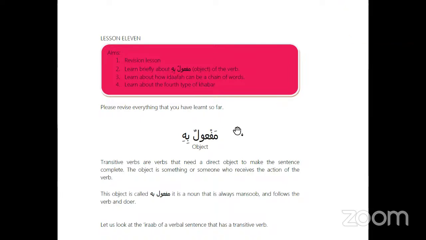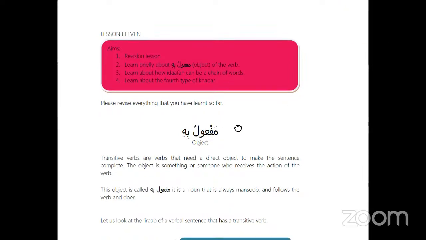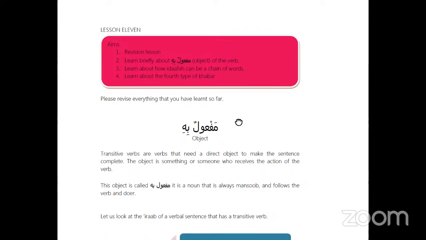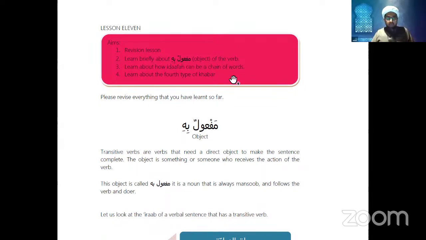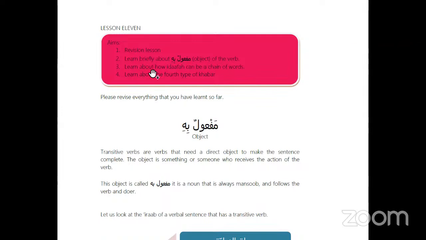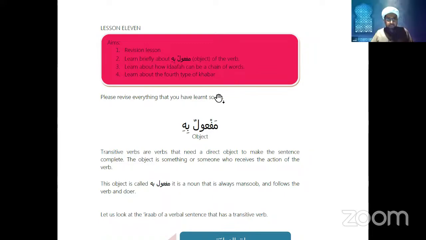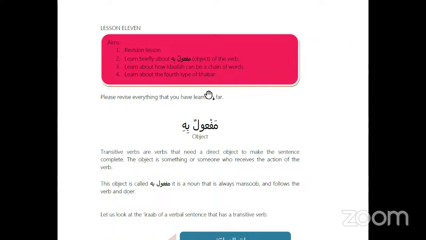Aims. Number 1, revision lesson. Number 2, learn briefly about maf'ul bihi, the object of the verb. Number 3, learn about how idafa can be a chain of words. Number 4, learn about the fourth type of khabar.